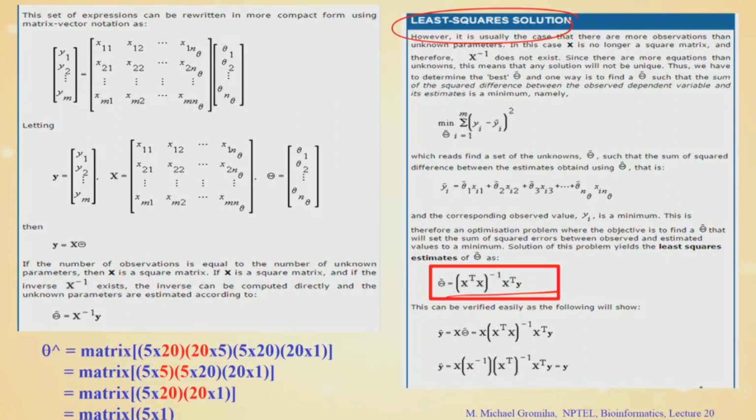If you do like this, finally you end up with the matrix 5 into 1. Because this matrix is 5 into 20, and the inverse is 20 into 5, and you can do the transpose, that is again 5 into 20, and this transpose is 20 into 1. When you solve these matrices, finally you get the matrix 5 into 1. So here you can get the delta sigma I parameters.